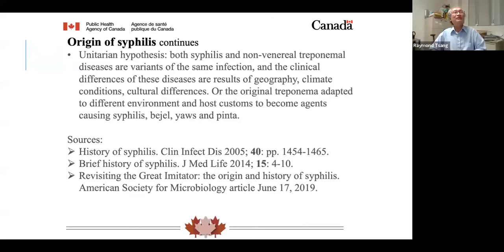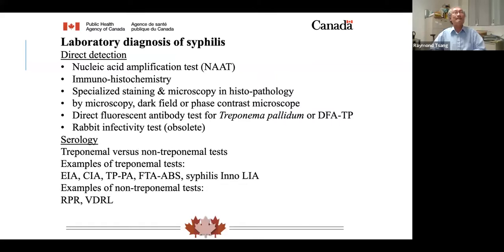Finally, the Unitarian hypothesis suggests that both syphilis and non-venereal treponemal diseases are variants of the same infection, and the clinical differences of these diseases are the result of geography, climate conditions, and cultural differences. Or in other words, the original treponema bacteria adapted to different environments and host customs to become agents causing syphilis, pinta, yaws, or bejel. For those who are interested to find out more about the history or origin of syphilis, I have provided some references at the bottom of the slide.